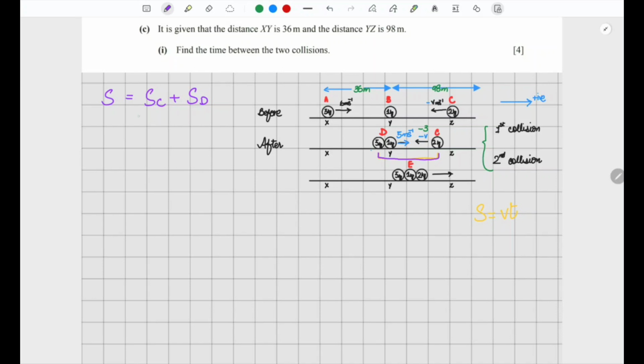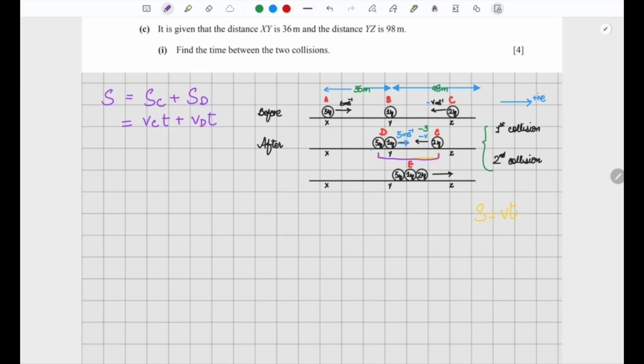So if we write it up in terms of s equals to vt, we need this distance, how much they are apart from each other, C and D. Distance s of C would be v of C times t. The time for both of them will be the same, because they took the same time to come to the common point. And s of D would be v of D times t.